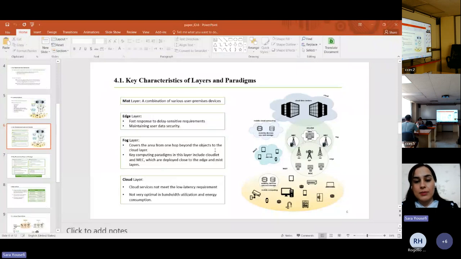Key computing paradigms in this layer include cloudlet and multi-access edge computing, which are deployed close to the edge and MIST layers. About the cloud layer, although cloud services are widely available, they may not meet the low latency requirements of certain applications, and they are also not very optimal in bandwidth utilization and energy consumption.